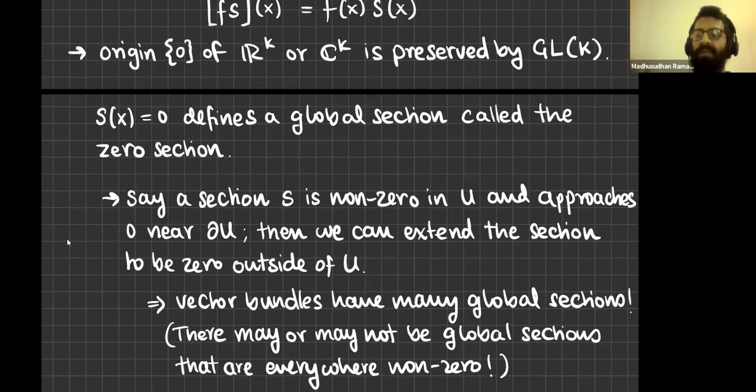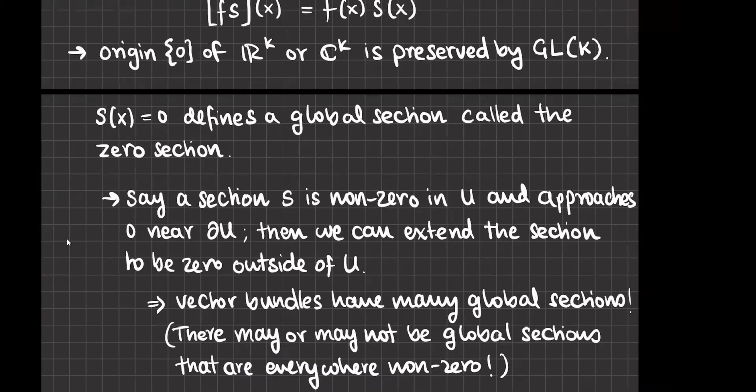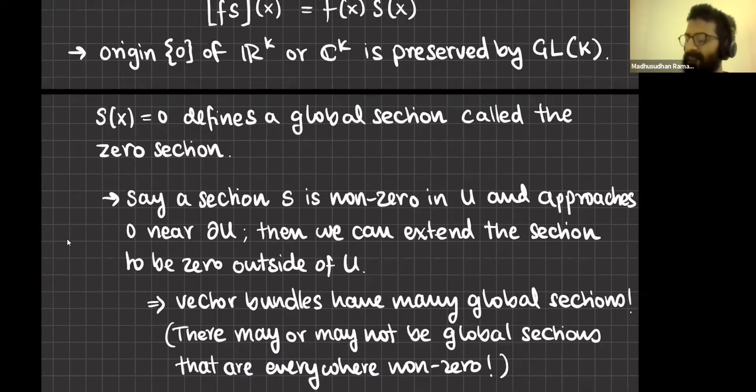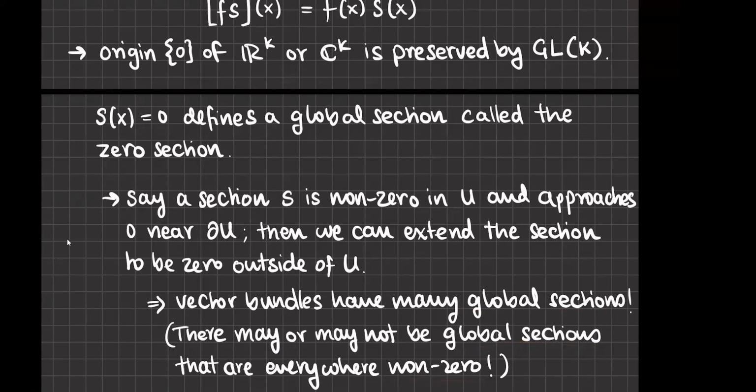But it has to be everywhere non-zero, right? How are you going to do this? No, I thought about whether that will work. Yeah, the statement here, I'm making specifics here. I'm saying that there are many global sections, but I'm not making a statement about whether or not these global sections are everywhere non-zero. That's all I'm saying.